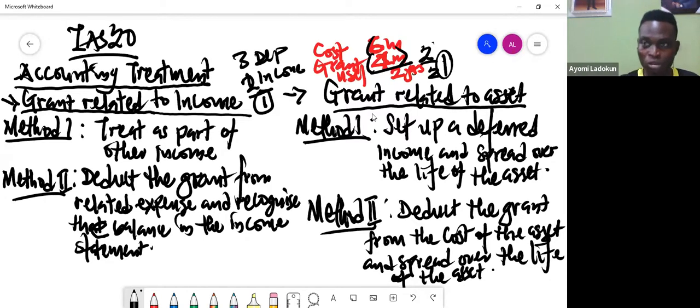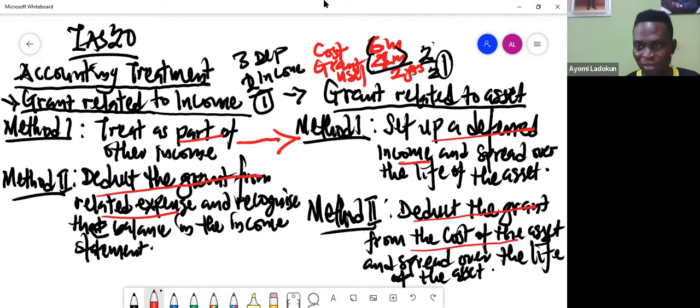And if I were you, if I'm reading, you could see that there is similarity between the methods. This one says treat as part of other income. This one says set up a deferred income. This one says deduct the grant from the related expense. This one says deduct the grant from the cost of the asset. Did you see? So that's how to master it, that's how to study.